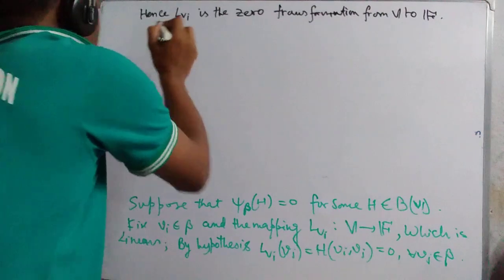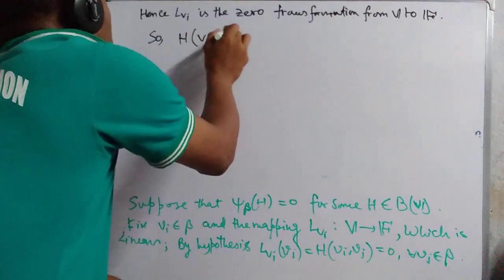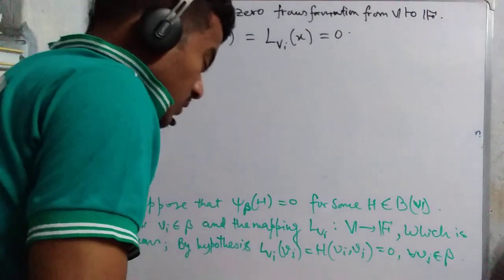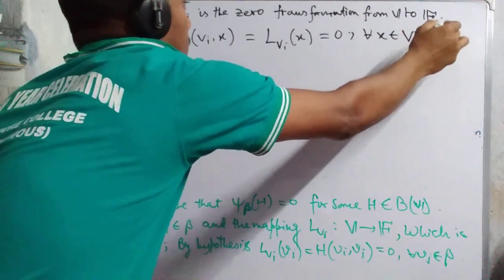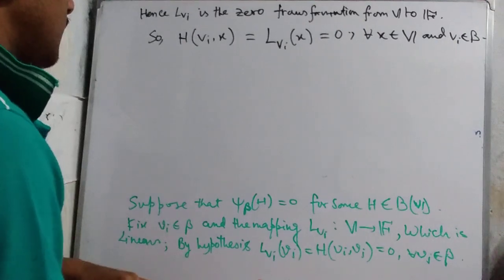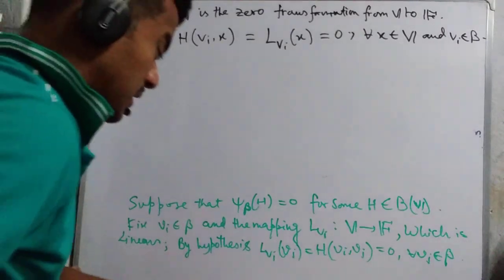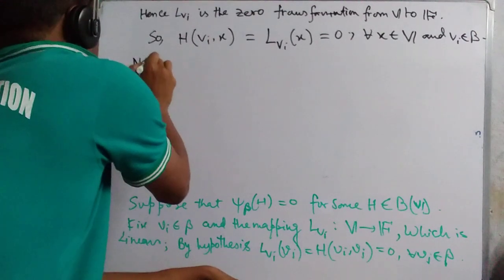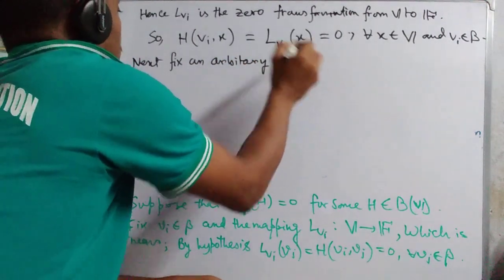So h of v i, x equals L of v i, x equals 0 for all x belonging to V and v i belonging to beta. That means by hypothesis h of v j equals 0, then h of v i, x equals 0 for all x belonging to V. Next, fix an arbitrary y belonging to V.